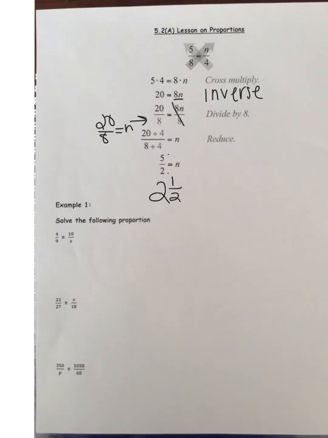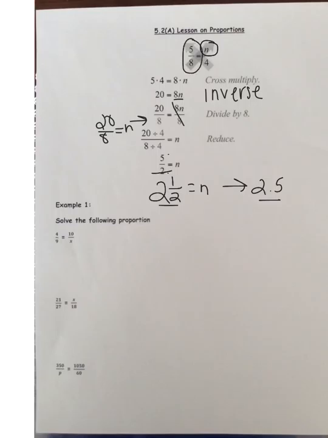Keep my denominator the same. 2 and 1/2 equals n, which is the same thing as 2.5. So this n up here would then have 2.5, or 2 and 1/2, or 5 over 2 all be the correct answer to make it an equivalent proportion or an equivalent fraction from this 5 over 8.